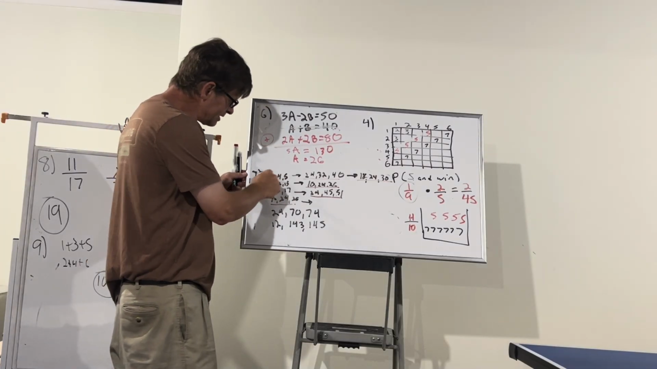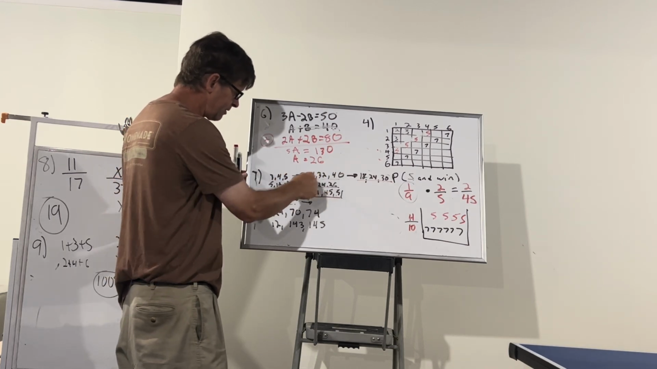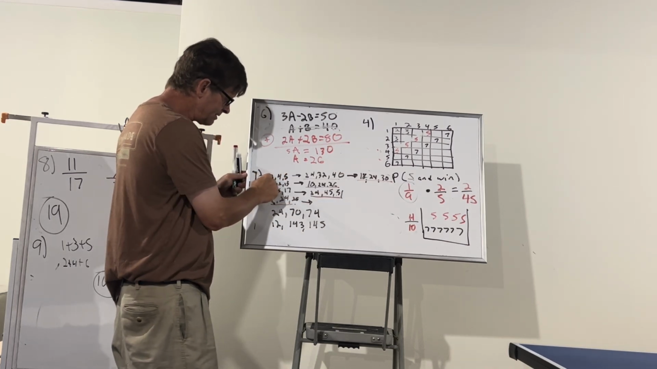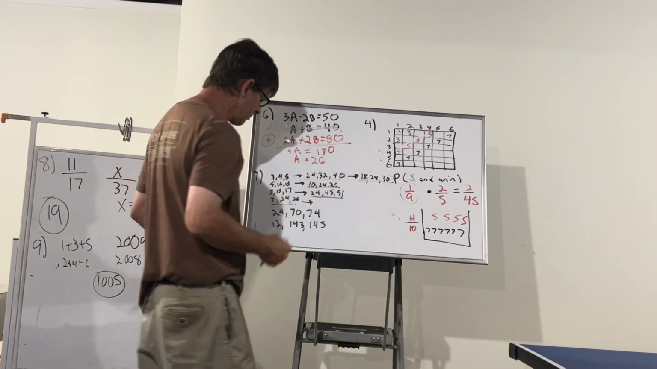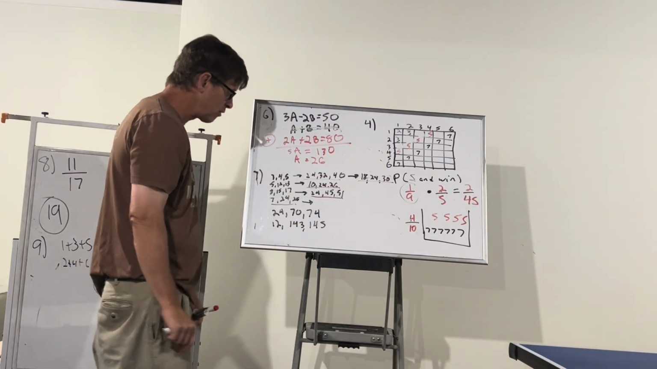Also, we could turn that 4 into a 24. So we could times all these by 6: 18, 24, 30. I think I said 30 here, but I meant 40. 18, 24, 30 is another one. So that's 2, just variations of the 3, 4, 5.